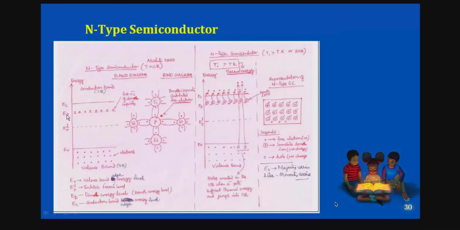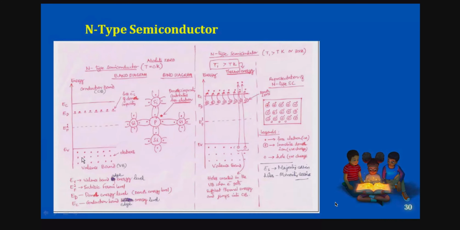We call it the donor energy level, ED, where you can see the free electrons of the donor impurity. That means the phosphorus atoms. These are the free electrons you have here. They are completely filled in this donor energy level. That's why we call them free electrons of donor impurities. How the conduction takes place in this n-type semiconductor: at temperature greater than zero, these electrons jump. I'll show that.